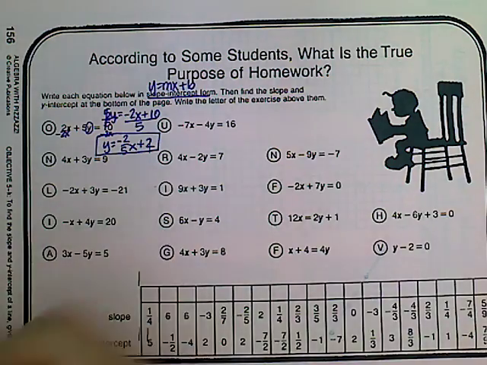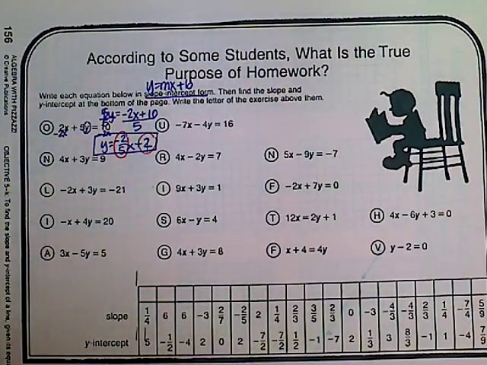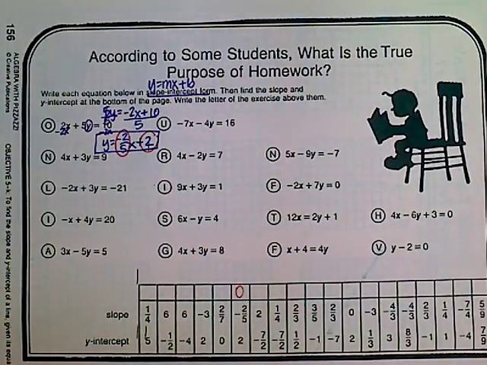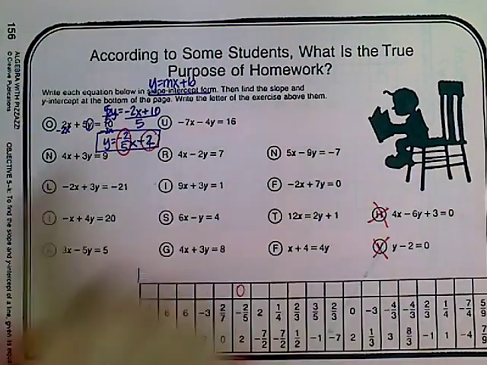Now, if I look at this, my slope is -2/5. My y-intercept is +2. So my answer goes here. Now, for this homework, you do not need to do H or V. You just need to do O through F.